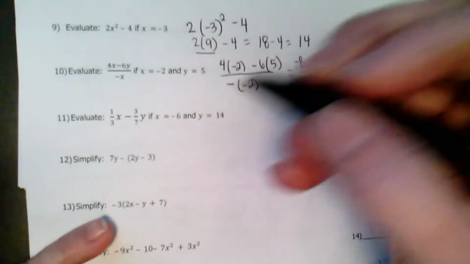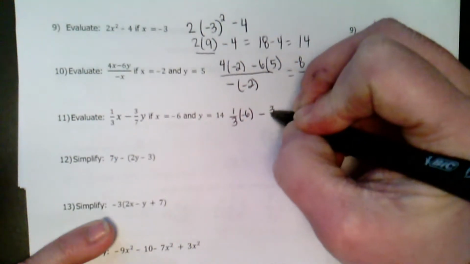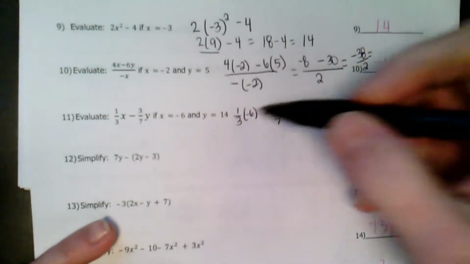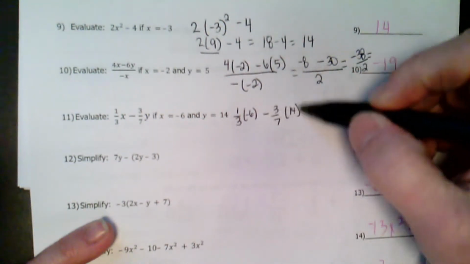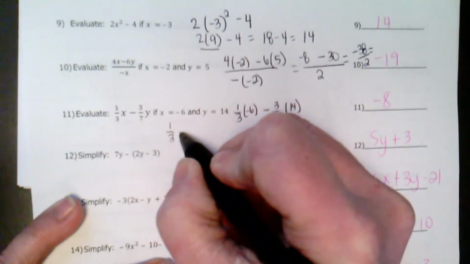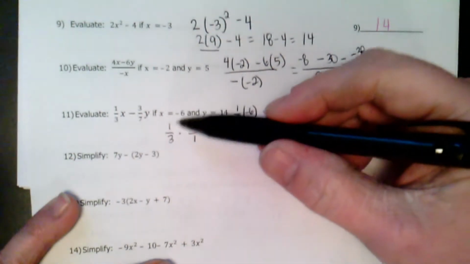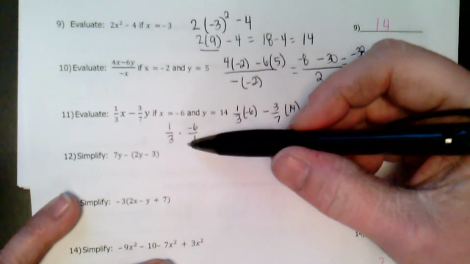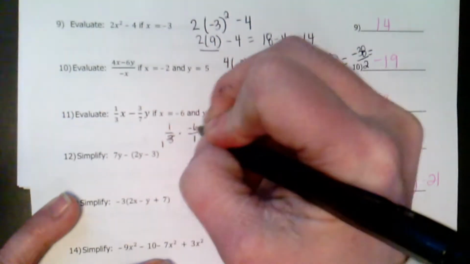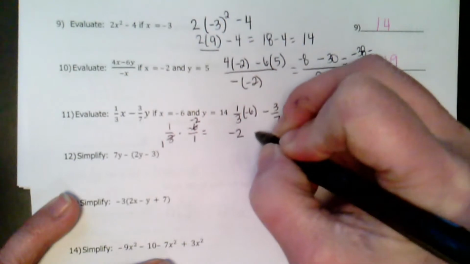Number 11, same thing. Plug in the appropriate values for the appropriate letters. So if I look at this, we have multiplication, multiplication, and subtract when we get finished. So let's look at the first one. So that's our first problem. If you don't cross cancel, it's just negative 6 over 3, which is negative 2, but I like to cross cancel. So I got negative 2 for the first one.